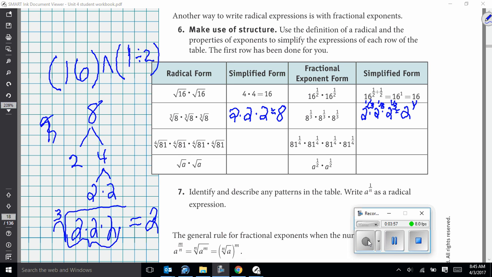So 8 to the 1/3. Oh, I see. So 8. You add all the exponents and you get 1. Okay.